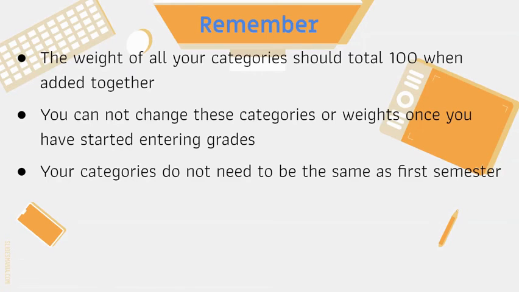Some important things to remember. One, all of your categories should add up to 100% when they're all added together. You cannot change these categories or the weights once you've started entering grades because it changes the grades as you're going along. And your categories do not need to be the same as they were for first semester.